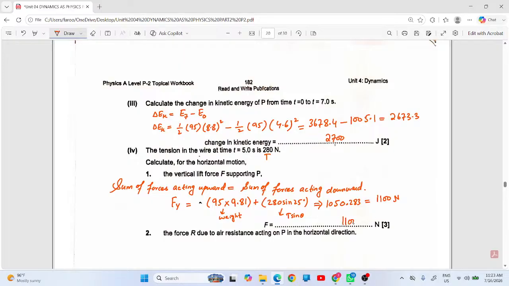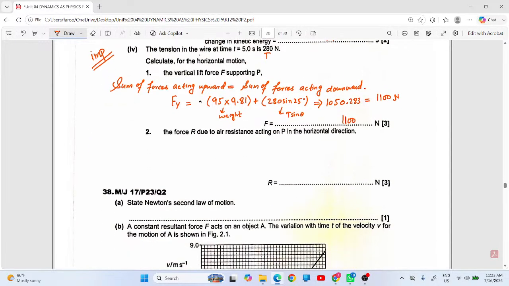The answer is a little important. Next is the force R due to air resistance acting on P in a horizontal direction. The paraglider is moving forward and the resistive force will be acting in a backward direction. So here we write resultant force equals ma.